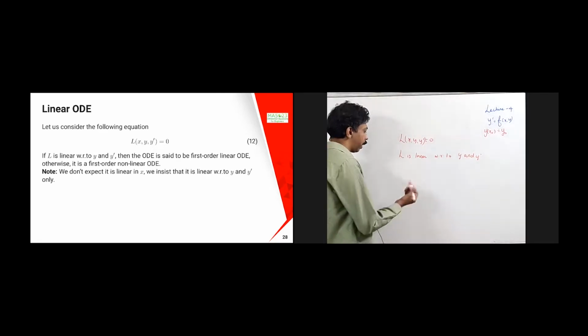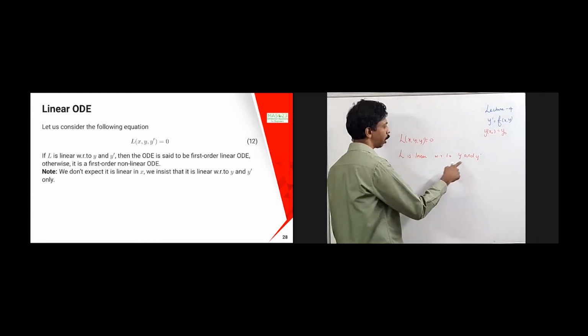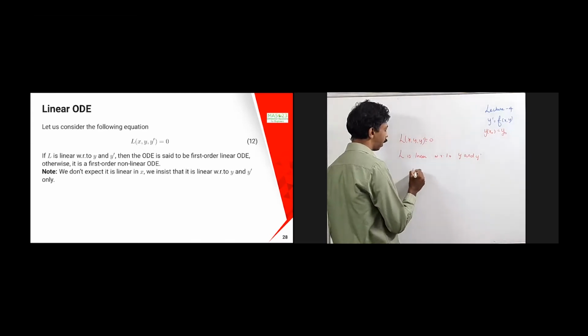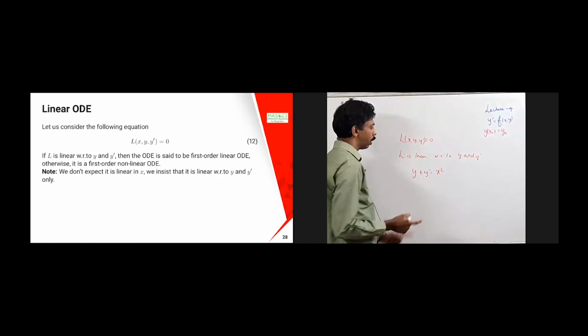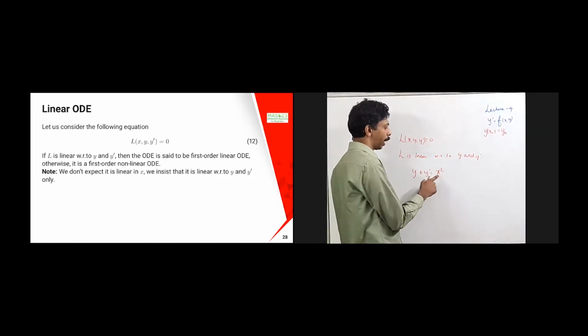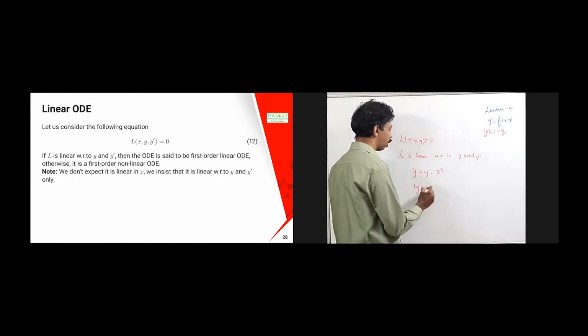For example, I'm not saying it is linear with respect to x, I'm just saying only with respect to y and y dash. For example, if I take y plus y dash equal to x square, it is not linear with respect to x, but that doesn't mean it is not a linear ODE. It is a first order linear ODE only. Whereas if I take this one, y dash equal to x square.